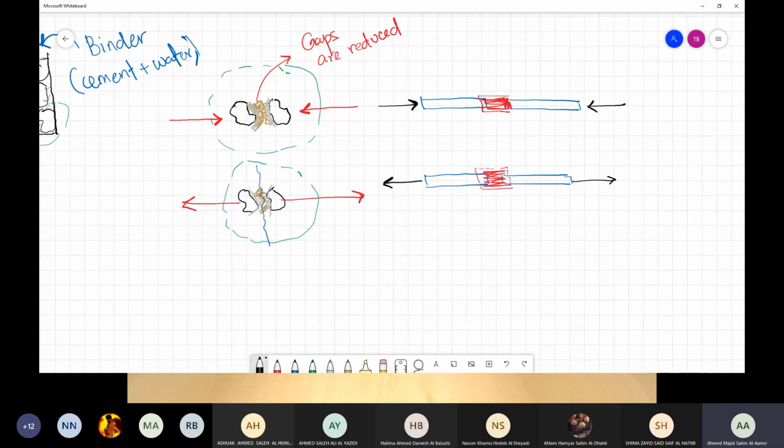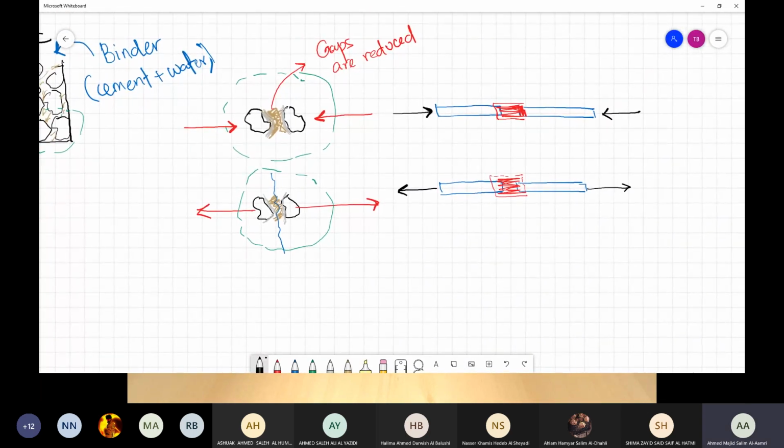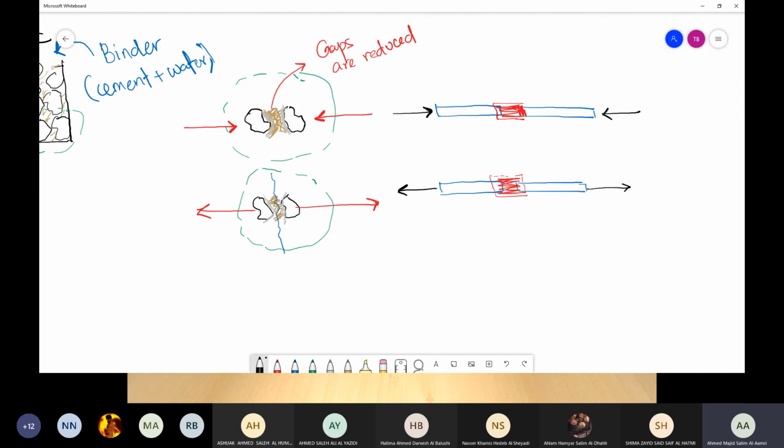So now what we have concluded is that concrete acts like particles which are glued together. Whenever you compress these particles, the system will be stronger because we are removing the gaps between the particles. If you apply tension, these particles are going to be separated because of the weak points of the binder. That's why concrete is very good in compression, but not in tension, because of how the particles behave.